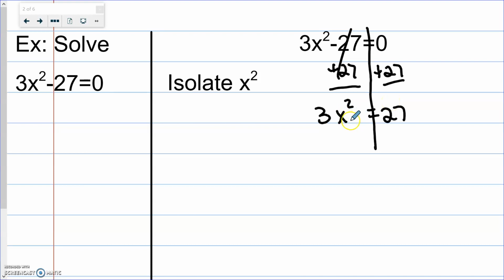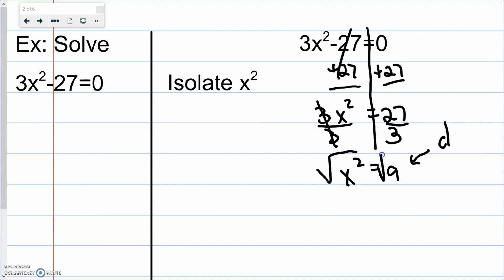Now we want to get the x squared by itself, so we divide both sides by 3. We have x squared equals 9. So here is our x squared. The 9 is our d. And since d is greater than 0, we know that we have 2 real solutions. And the way that we find them is we take the square root of both sides. So far we know we're going to have 2 real solutions.